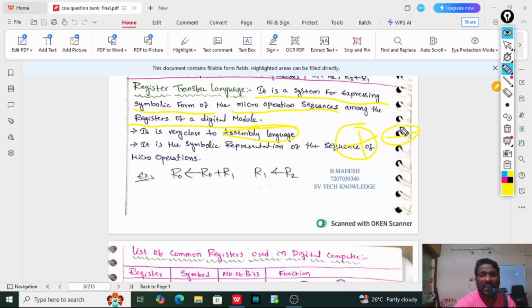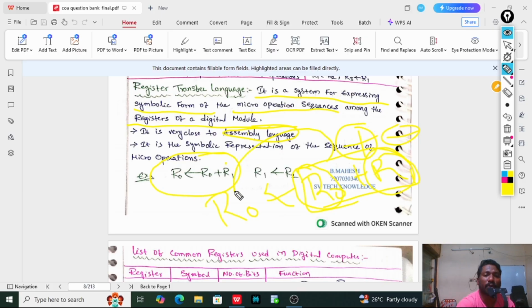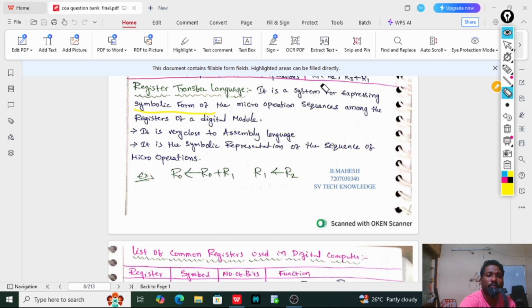So now, for example, I am showing one operation. What is that operation? R0 <- R0 + R1. What is the meaning of this particular operation? I am going to add the contents of R0 with the contents of R1, and finally the resultant data I am going to shift to R0. This is the sequence of micro operations I am performing, and I am showing those operations in a symbolic manner. Then it is called register transfer language.